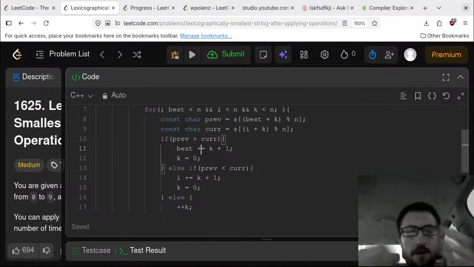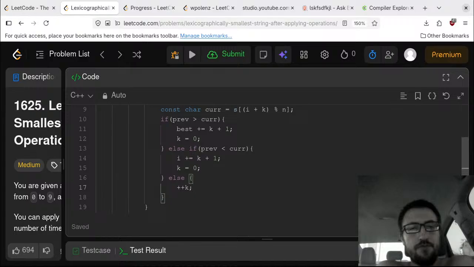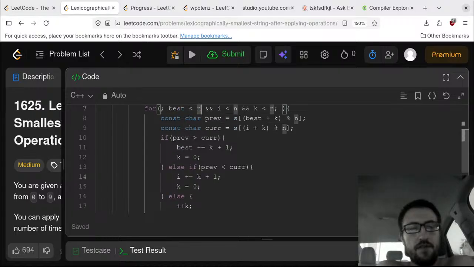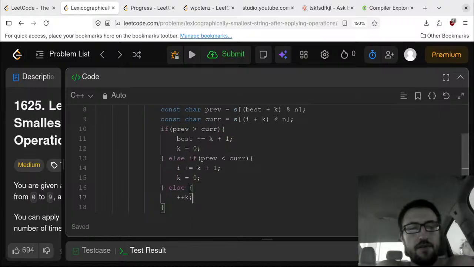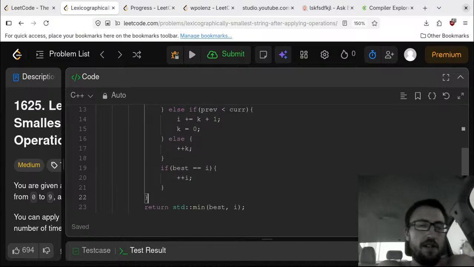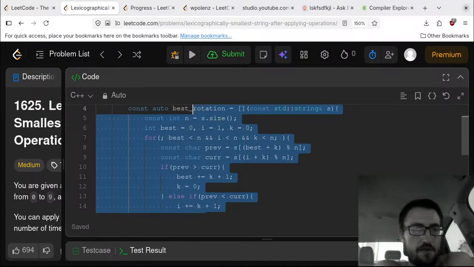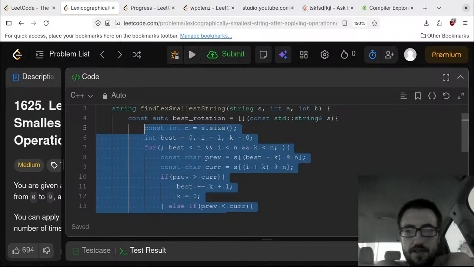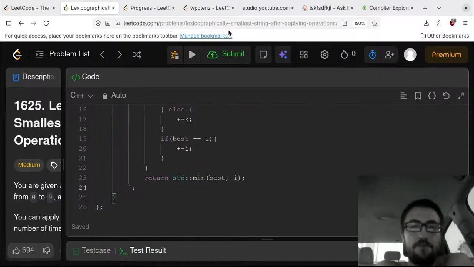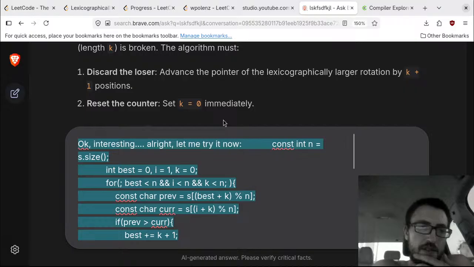Now, what's tricky about this is basically if best equals I, increment I. That's pretty much one of the things. Let me see. I think this is what I need to do.